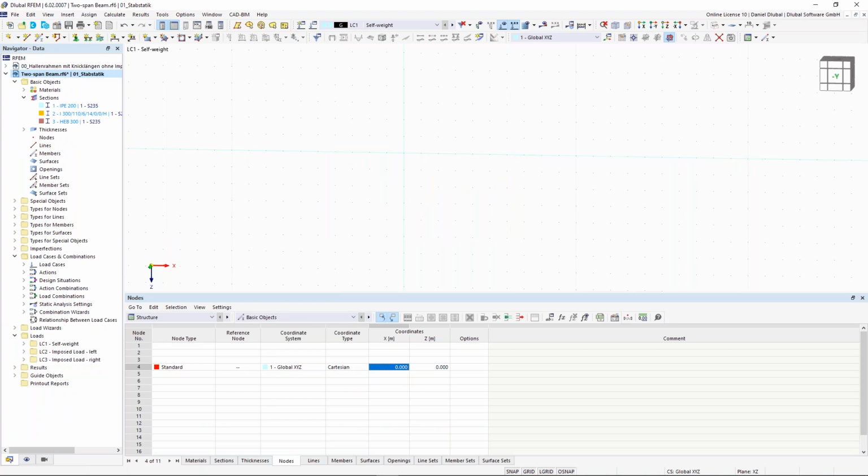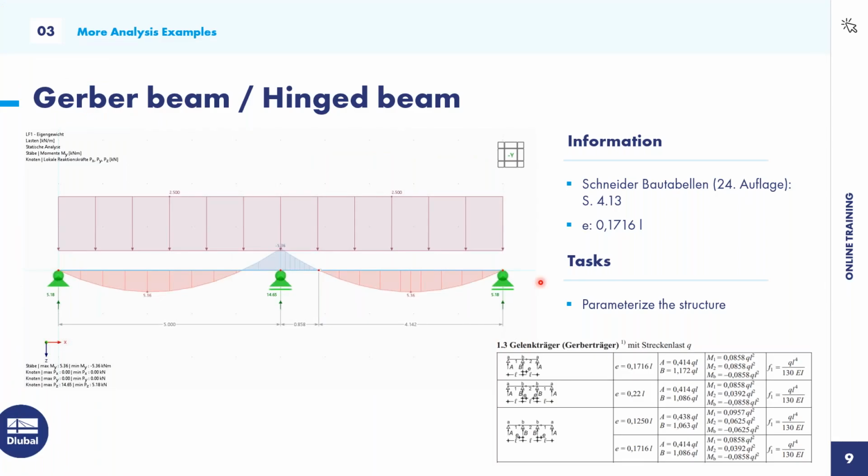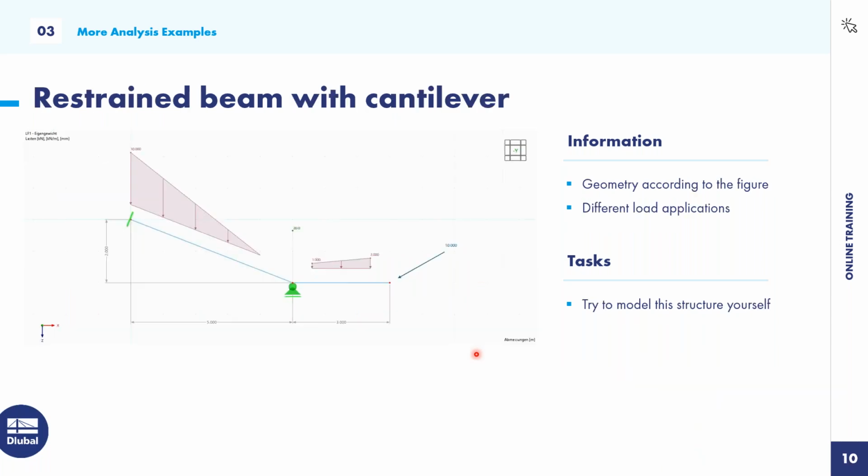And now let's do a jump to my PowerPoint presentation. So this was the Gerber beam or the hinge beam. Here also I have attached the definition of this E. It's from my student table book, Schneider Bautabellen. Maybe you have something similar in your country, I don't know. This was the last example.